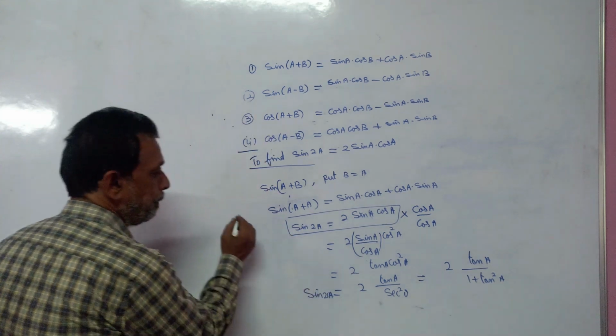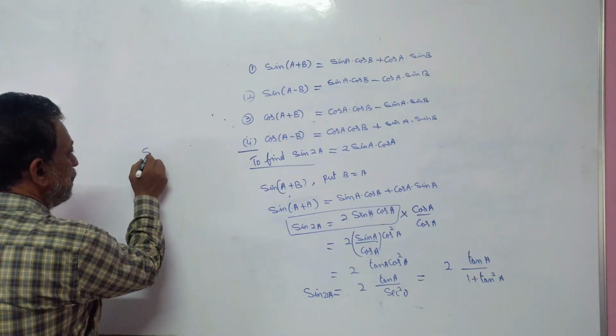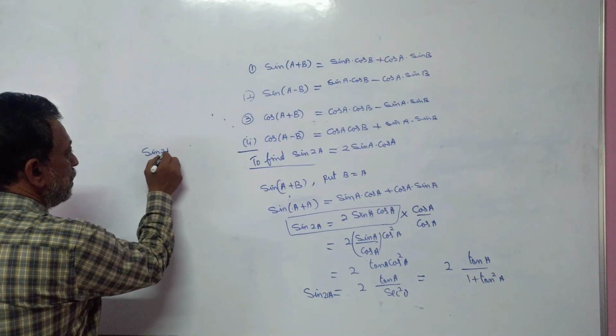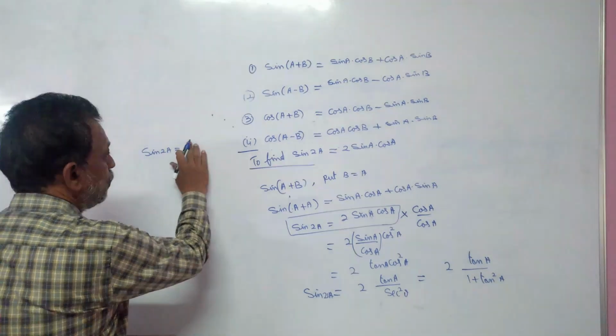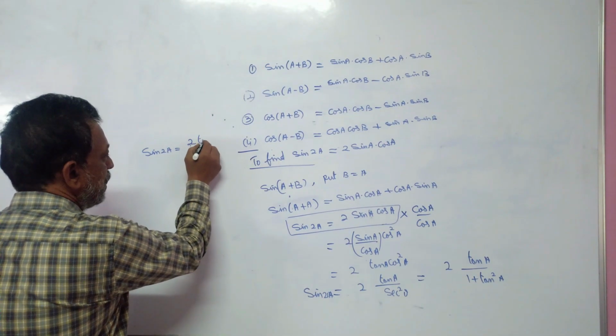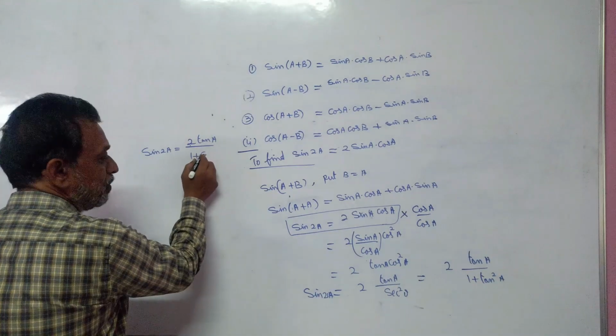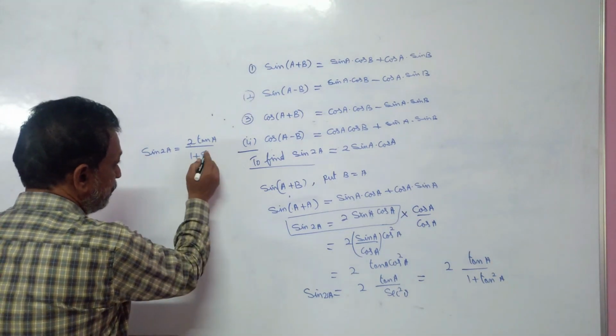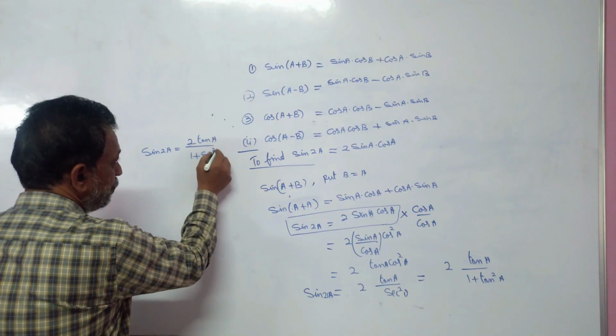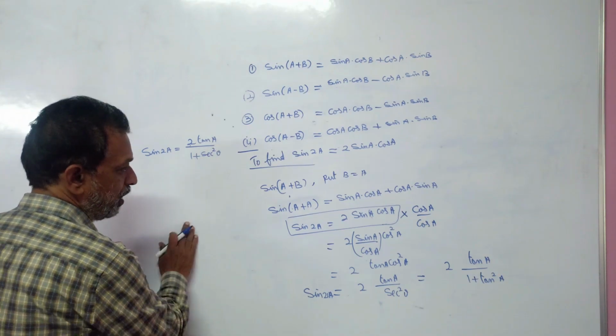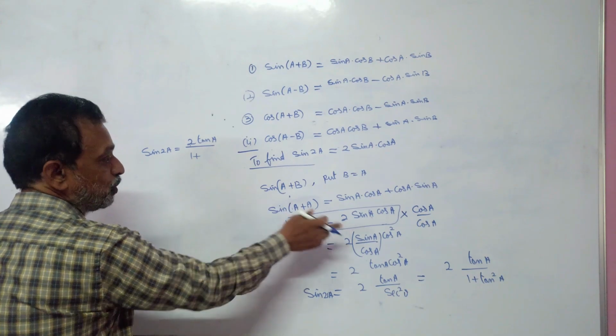Another formula in terms of tan: sin 2A is equal to 2 tan A by 1 plus tan square A, since secant square A is 1 plus tan square A.